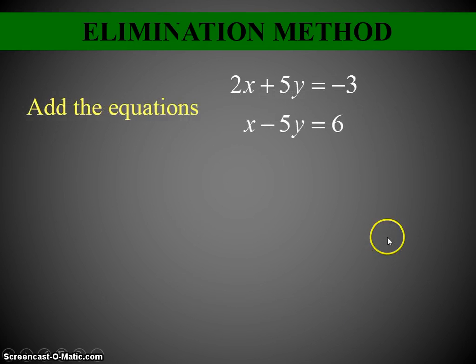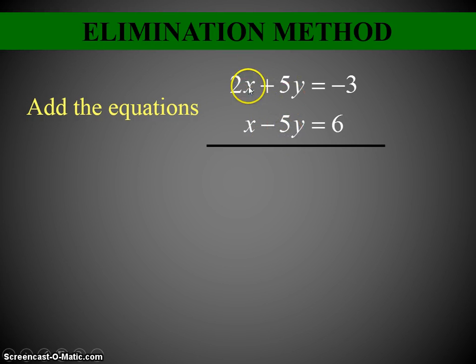All right, here is our first one. Notice again, does it pass our test: should we use the elimination method? Are two of the coefficients of one of the variables the same? They are. These are both 5. Okay, and I'm going to add these two equations because the signs of the eliminated variable are opposite. They're different. So I'm going to add these two together.